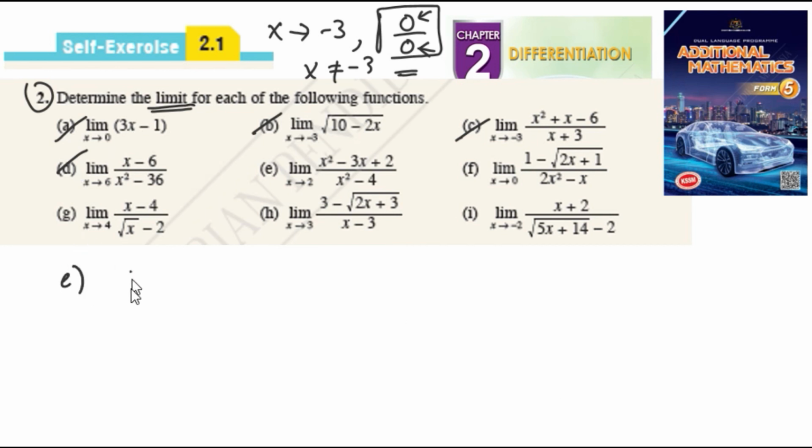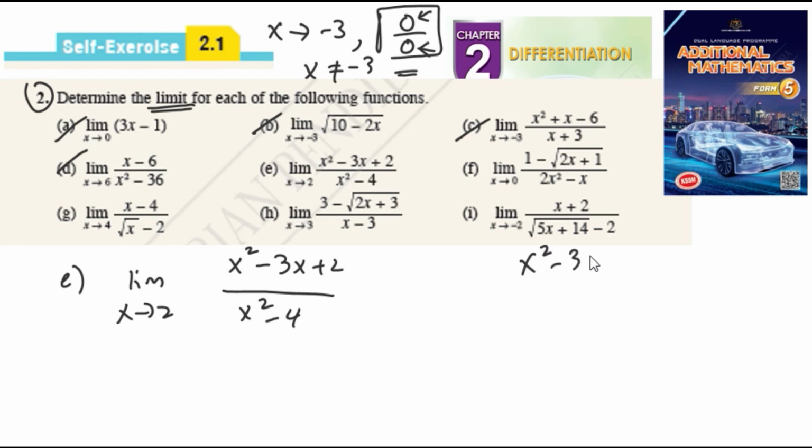E: limit as x approaches 2 of (x squared minus 3x plus 2) divided by (x squared minus 4). If you directly substitute, you get 4 minus 4, which is 0. But the numerator and denominator can both be factorized. For x squared minus 3x plus 2, we need two numbers that multiply to 2 and add to negative 3: negative 2 and negative 1.